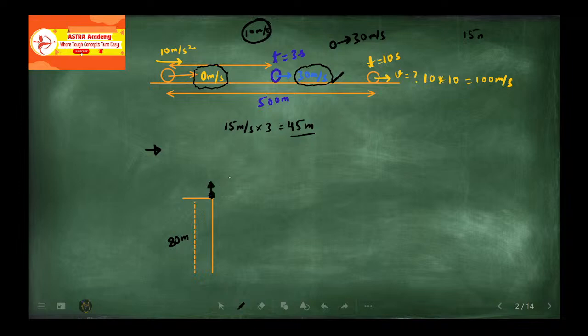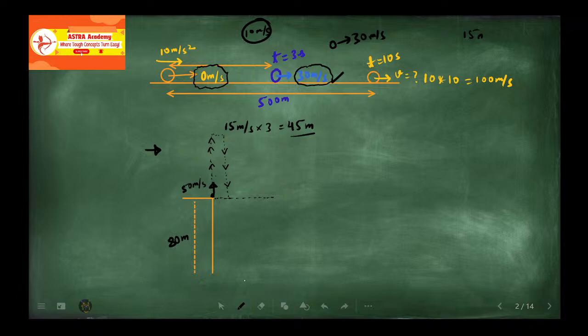And let the velocity of the ball in the upward direction be, what shall I take? I should take 100 meter per second. Or rather we can take 50 meter per second. But if somebody asks you how much time the ball will take to reach the same level.